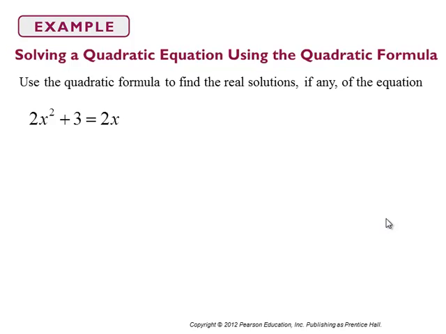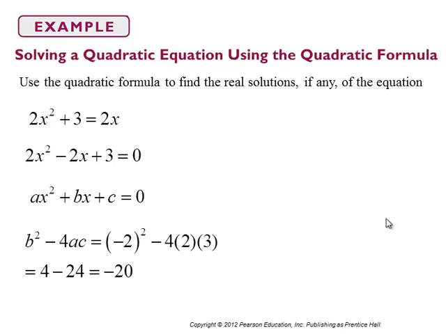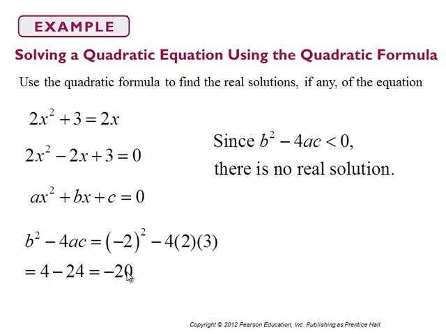Here's another example. 2x squared plus 3 equals 2x. Move that 2x over to the other side by subtraction, and then identify A as 2, B as negative 2, C as 3. Take a look at the discriminant. Works out to be a negative number, which means that there are no real solutions to this quadratic equation.